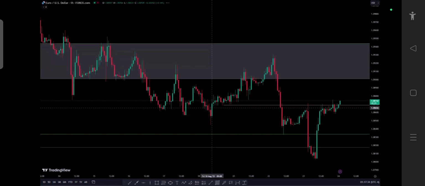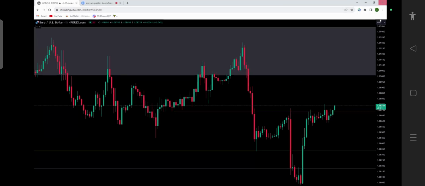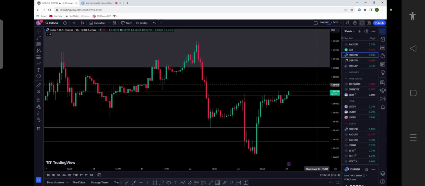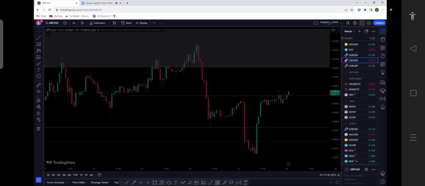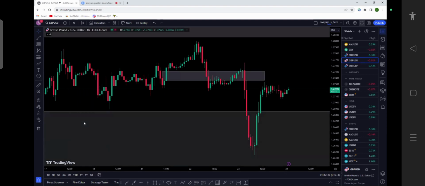That's it for the Euro USD. Now GU is more so in a consolidation market, but let's see if we are able to find out something from here.